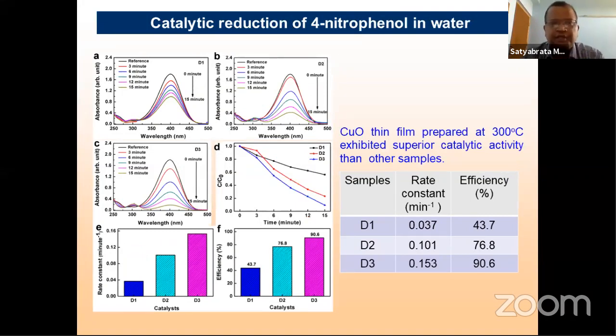We have tested these copper oxide coatings for catalytic reduction of 4-nitrophenol in water. And this UV visible spectra clearly shows that it takes just 15 minutes to almost completely convert 4-nitrophenol into 4-aminophenol. And this sample D3, the copper oxide film prepared at 300 degrees centigrade, exhibits higher catalytic activity. This superior catalytic activity is clear from the very high rate constants of these nanostructured coatings.